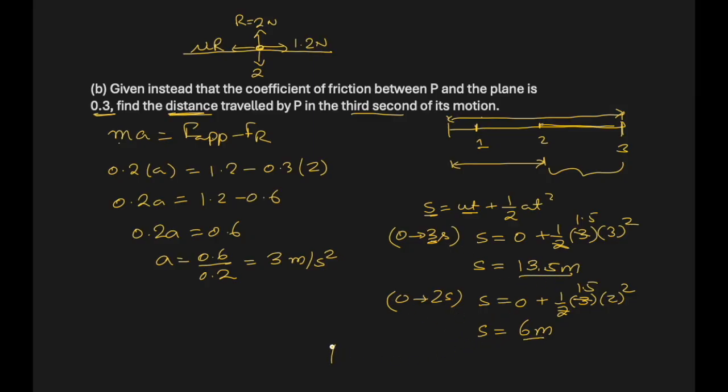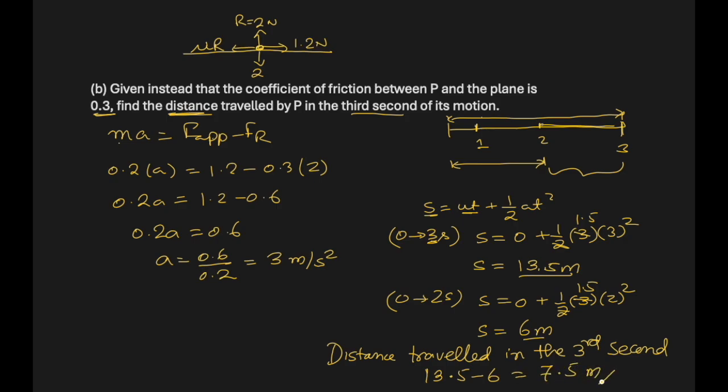So the distance traveled in the third second will be 13.5 minus 6, which is 7.5 meters. That's the answer for this.